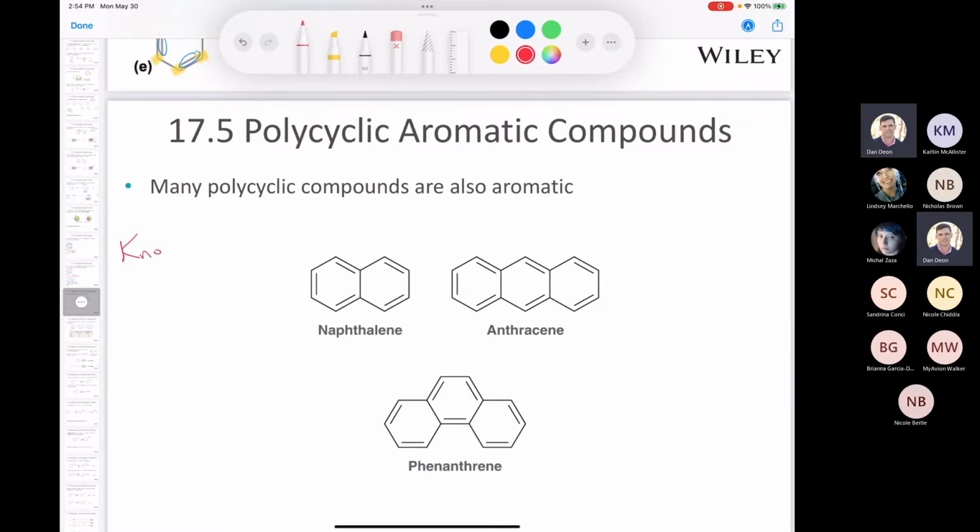So know these 3 names. Naphthalene. Naphthalene is mothballs. If you've ever smelled mothballs before, then you know what naphthalene smells like.